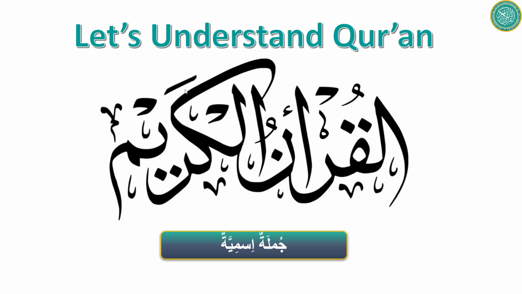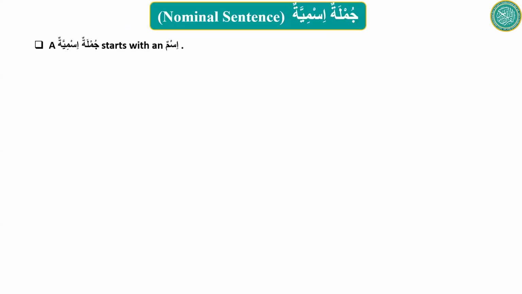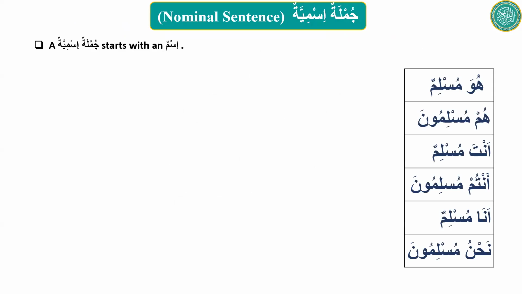So today we are going to start Jumla Ismiya. Jumla Ismiya, as you know, starts with an ism. And I will give you the examples that you already know. On the right hand side of your screen, you will see six sentences, not three. And you are aware of those sentences. They were taught at the beginning of this course.